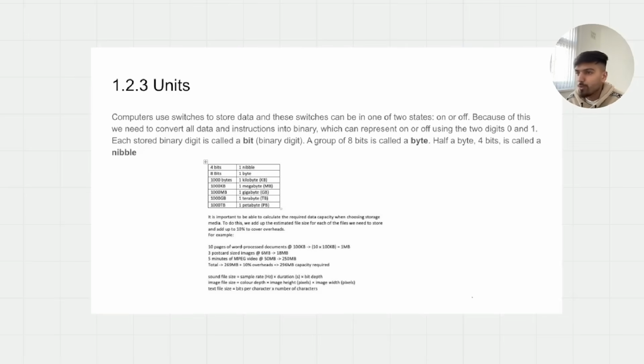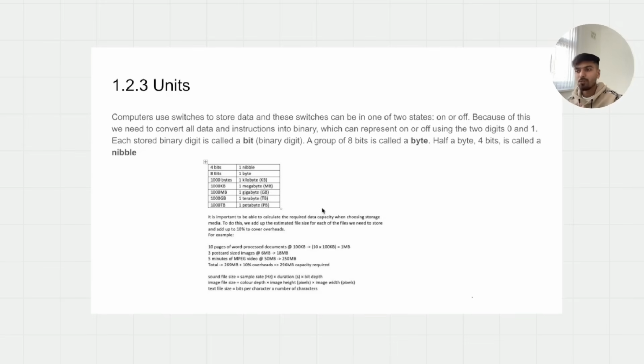Now we move on to units. Computers use switches. As you know, there's circuitry, and these switches have two states, on and off, represented by 0 or 1. That's why we are interested in binary numbers. Each stored binary digit is called a bit. Usually we have 8 bits, which is called a byte. Make sure you know the difference between bit and byte. Half of a byte is called a nibble, which is the smallest unit here. If you have 2 nibbles, that equals a byte. And this is the conversion table. Make sure you know how to do this.